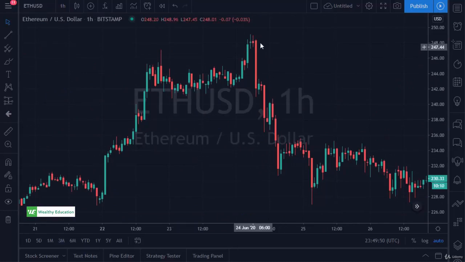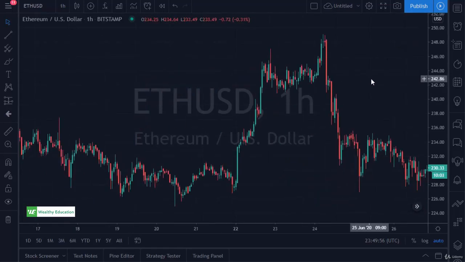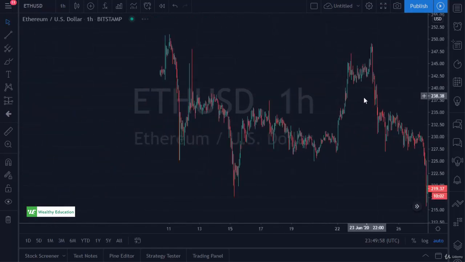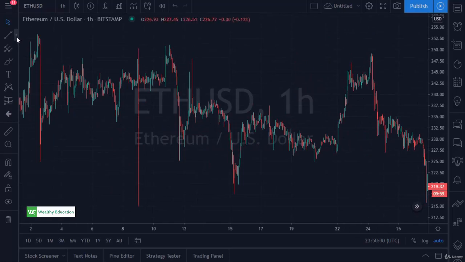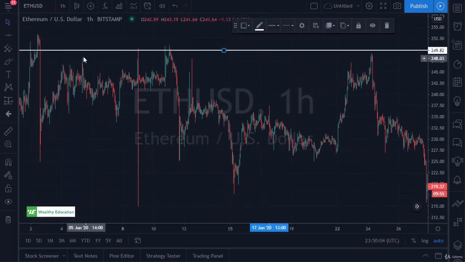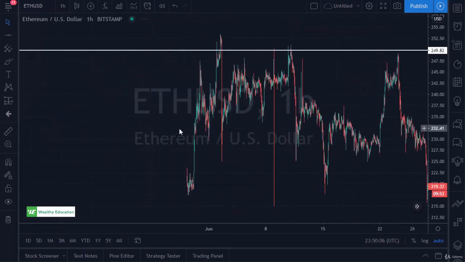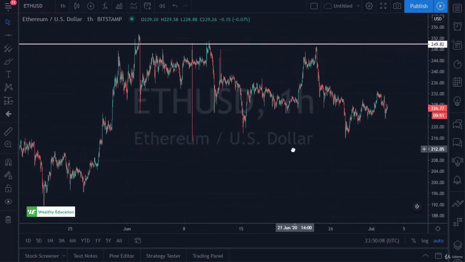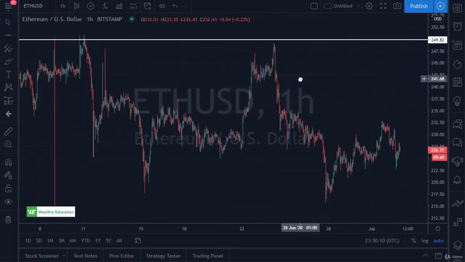Now, Ethereum had an interesting tweezer top here. It was just shy of $250. So that in and of itself will attract a certain amount of attention. But also notice that this was an area that had been important previously anyway. So if you're going to sell off, it's going to be right there, especially after a big move.